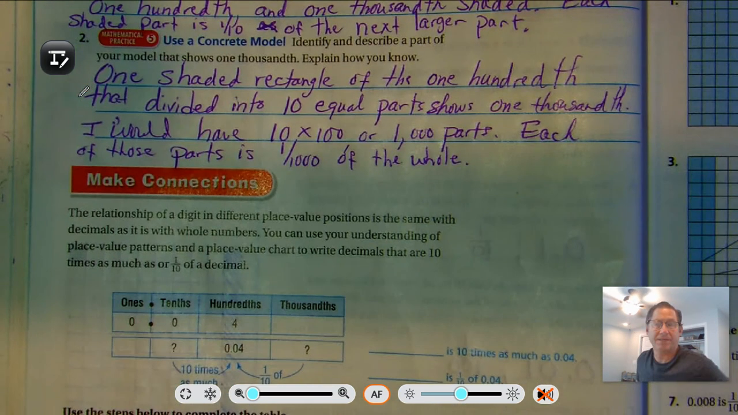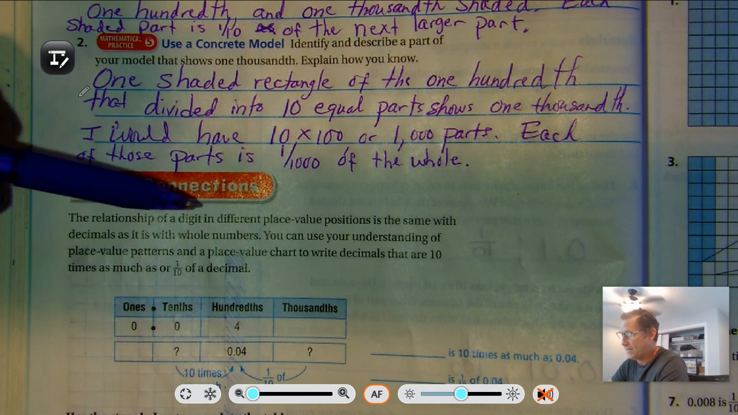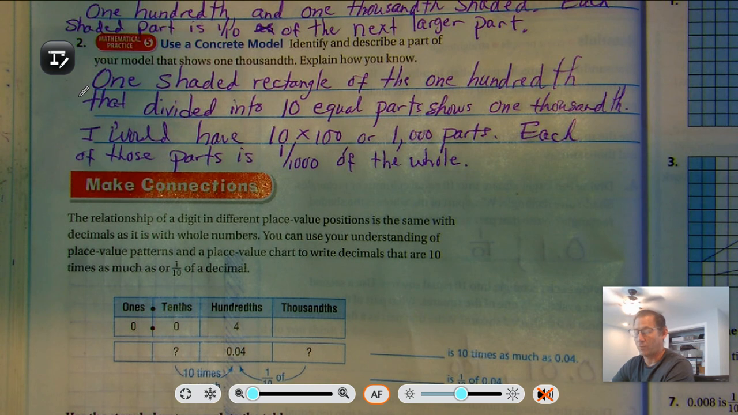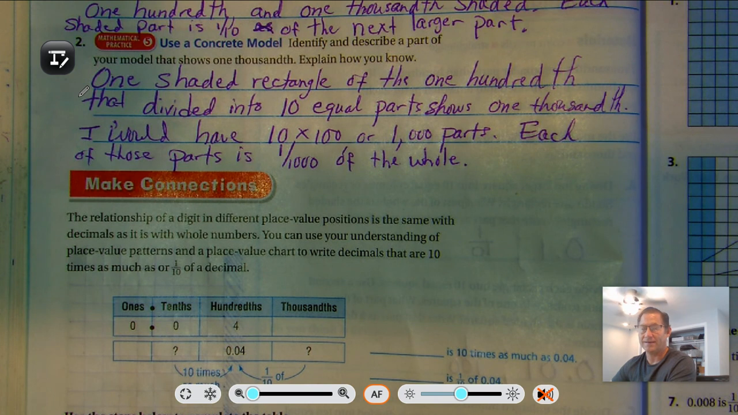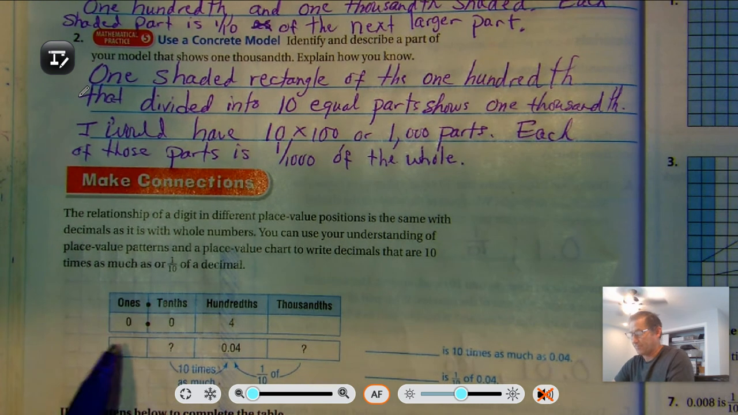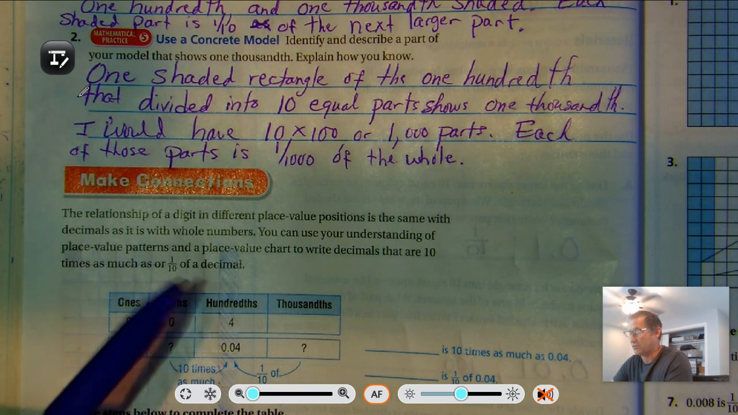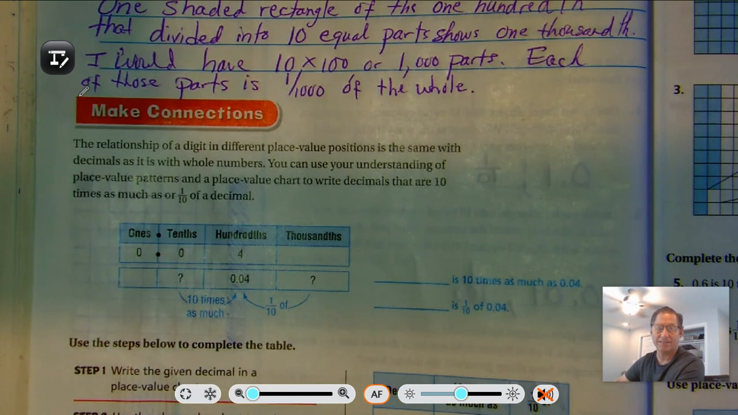All right, so let's make some connections and practice. The relationship of a digit in different place value positions is the same with decimals as it is with whole numbers, right? So if I said you had a value of 1 and then I gave the next value as 10, well, the 10 is 10 times as much as the 1, right? Or we would say the 1 is 1/10 as much as 10. So we can use our understanding of place value patterns and a place value chart to write decimals that are 10 times as much or 1/10 of a decimal.